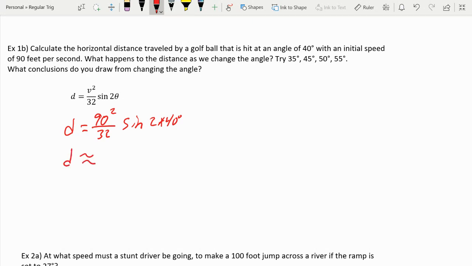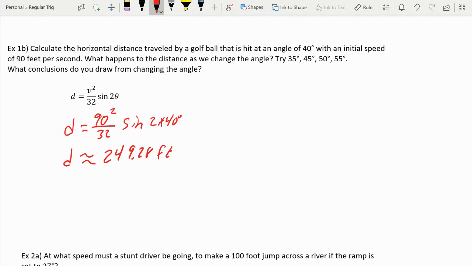So d is approximately equal to, at 40 degrees, when you plug this in, 249.28 feet. That's not saying it's not going to go further, because it'll probably bounce and go further. But from where you hit this golf ball to where it first hits the ground would be 249.28 feet. So that was with 40 degrees, answering the first part.